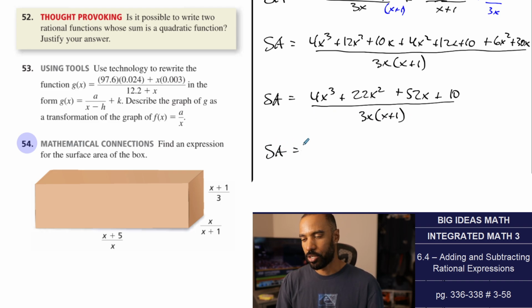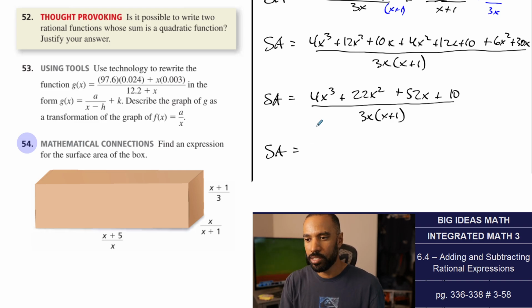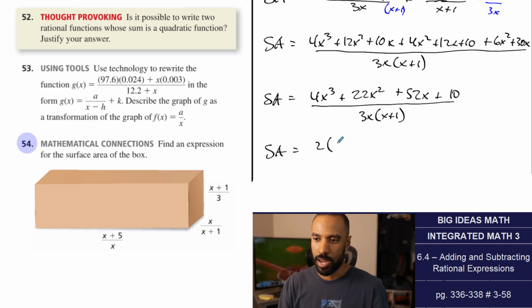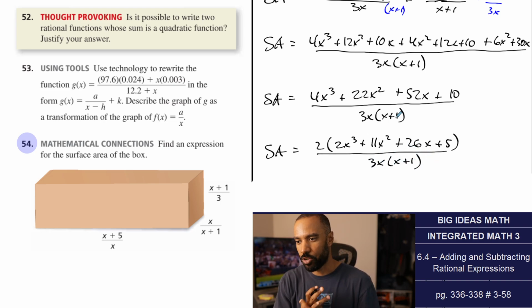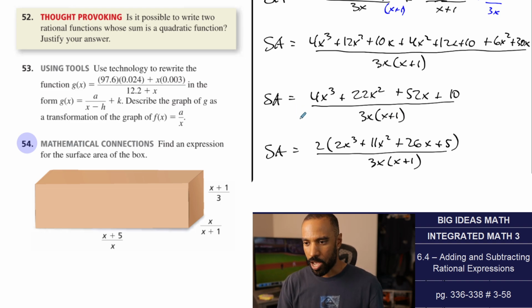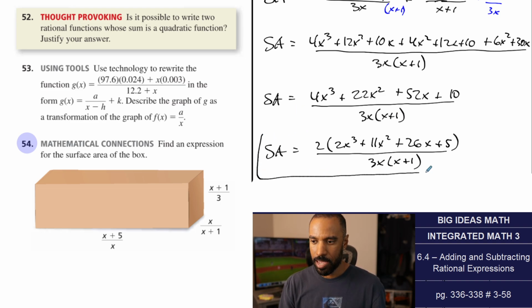I can factor out a 2 on top. Is that it? 2, and I get 2x cubed plus 11x squared plus 26x plus 5 all over 3x times x plus 1. I don't see any factoring by grouping on the top there, so I think I'm done.